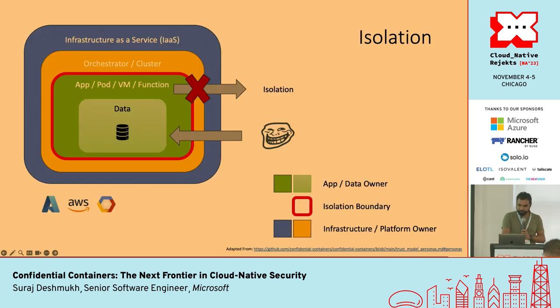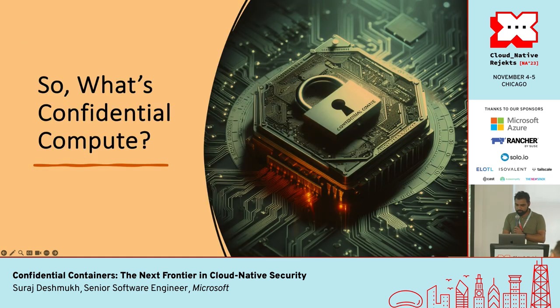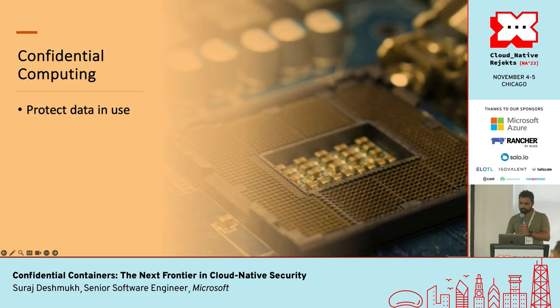Anyways, moving on. We saw isolation before, and that's where confidentiality comes in. It's blocking outsiders from coming in. Taking a closer look, what's confidential compute? The basic premise is protecting data in use. Today, when you are doing any processing, data is decrypted, it's in plain text when it's being processed. In memory, it's in plain text. So if somebody has access to your underlying host operating system, they can do a memory dump and see what's running in those VMs. They could decode it. It's not hard to understand what secrets look like, right?